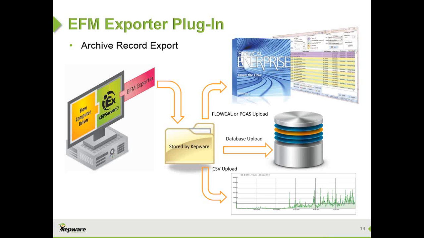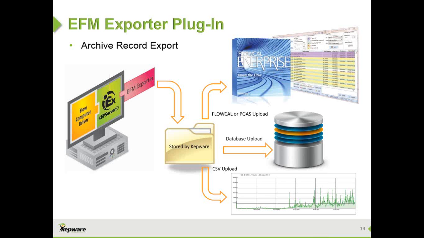So maybe a FLOWCAL, you could have PGAS, or maybe you have just a user configurable CSV or a database that you're using to get this data. And in earlier versions of KEPServerEX, to get files specifically into FLOWCAL, and everything else as well, a user would need to store files off first on the local drive or maybe a network drive.